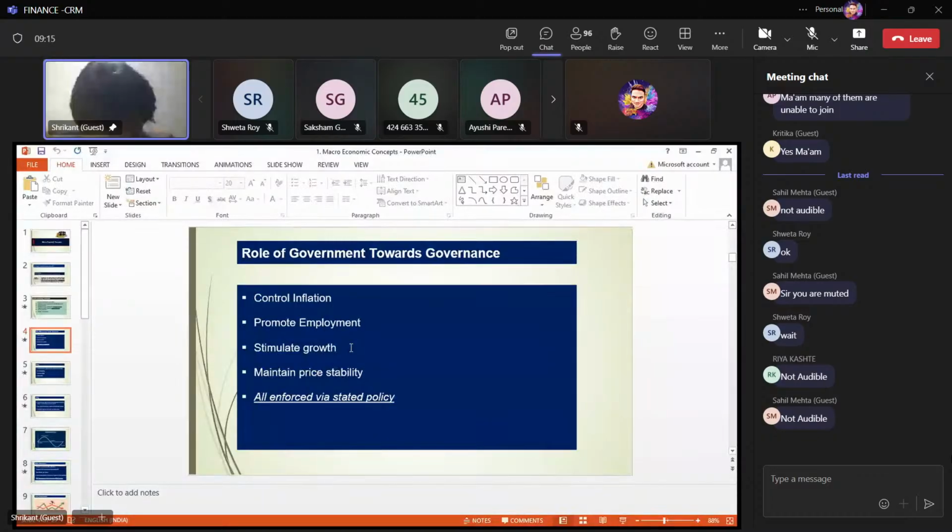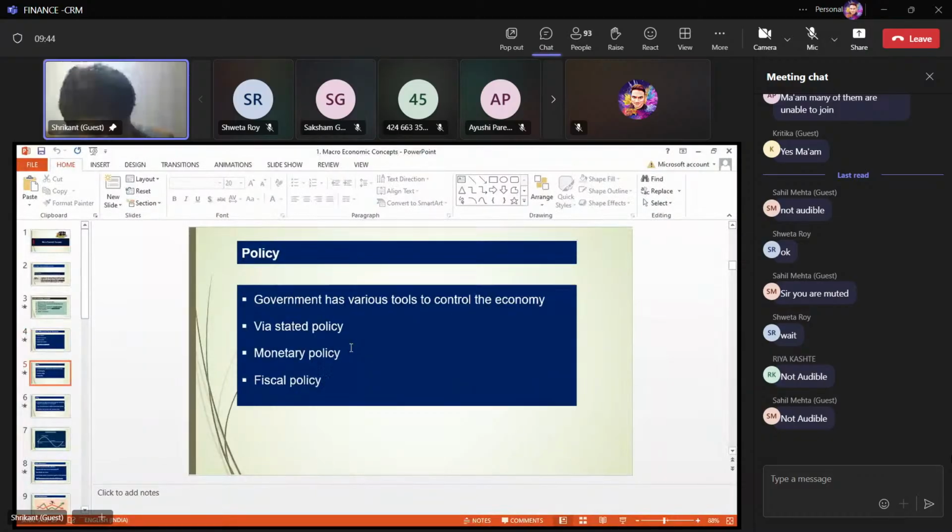Now, all this is enforced via stated policy. One of the most important things that the government does is create policy. They create macroeconomic policies to attain their objectives of creating employment, reducing inflation, stimulating growth, and maintaining price stability. And this is all done through policy. So let's look at some of the policies. The government has various tools to control the economy, via stated policies. They have monetary policies and fiscal policies and so on, and sometimes a mix of both.